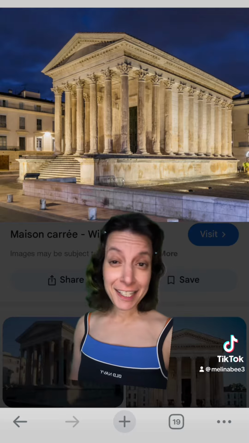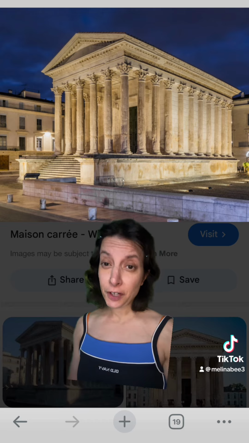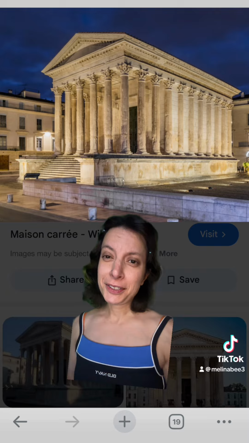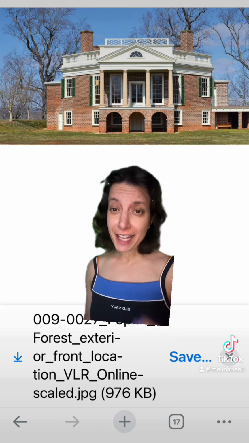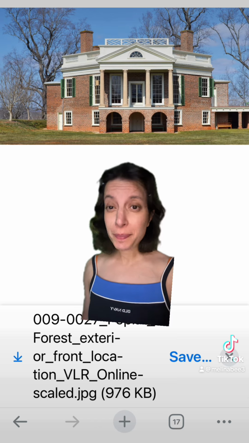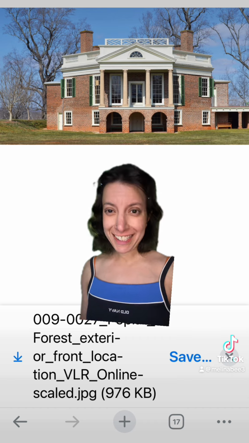It's based on an ancient Roman temple in Nîmes, France, called the Maison Carrée. The Virginia state capitol is the first public building to use the classical temple form. Earlier examples of classical revival architecture would be considered colonial buildings.